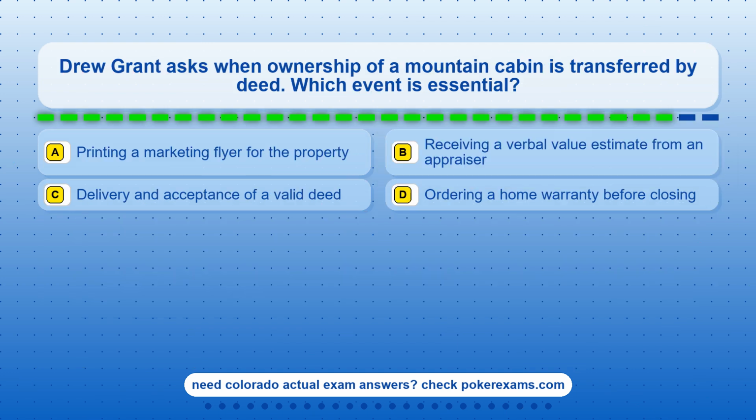Question 16. Drew Grant asks when ownership of a mountain cabin is transferred by deed. Which event is essential? Option A. Printing a marketing flyer for the property. Option B. Receiving a verbal value estimate from an appraiser. Option C. A delivery and acceptance of a valid deed. Option D. Ordering a home warranty before closing.